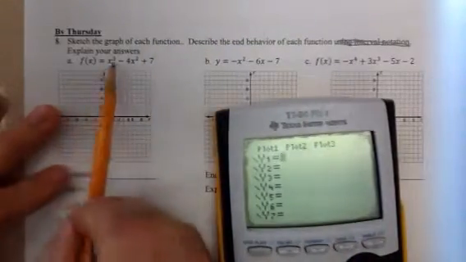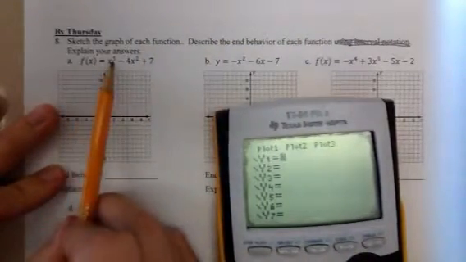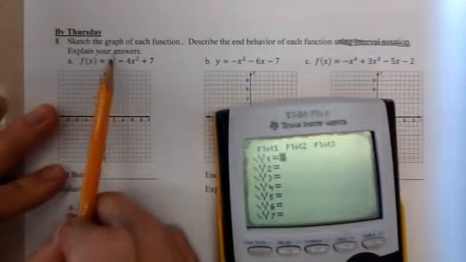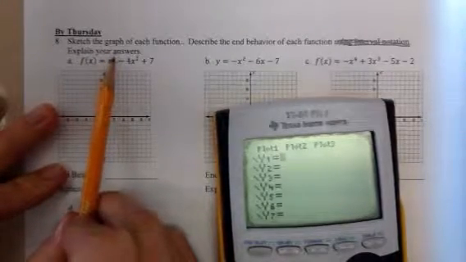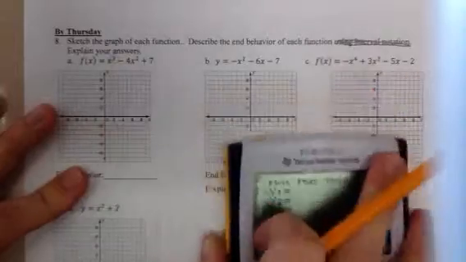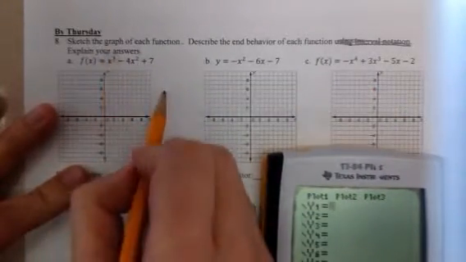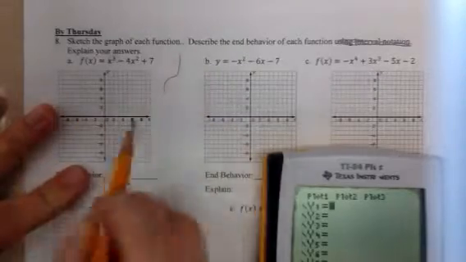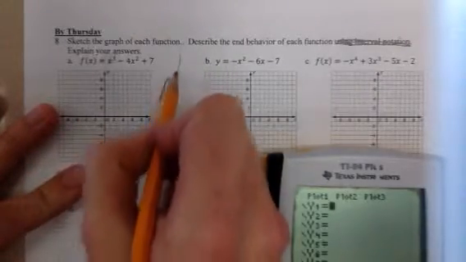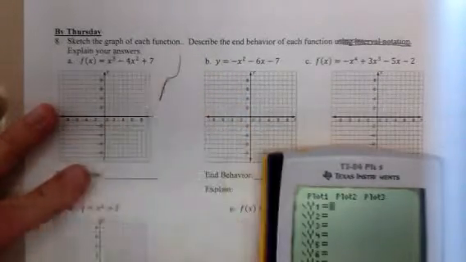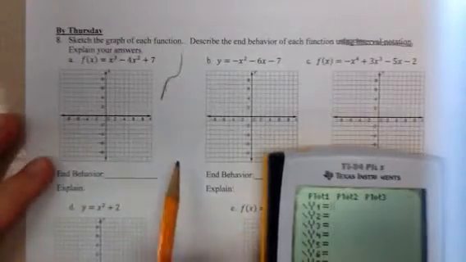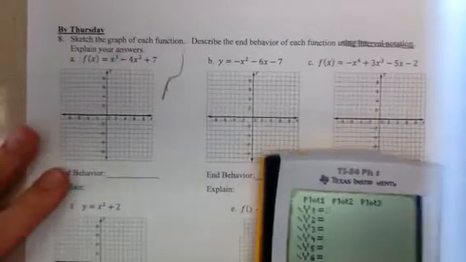I'm going to say, though, just looking at this, I can tell that because this has an odd exponent here, a degree that's odd, and because it's got a positive leading coefficient, I know that the graph is going to look something like this. The end behavior is going to be something like this. So I can actually describe the end behavior before I even put it in the calculator.